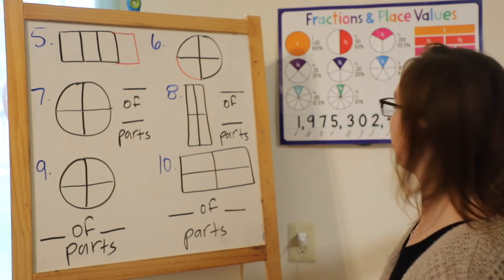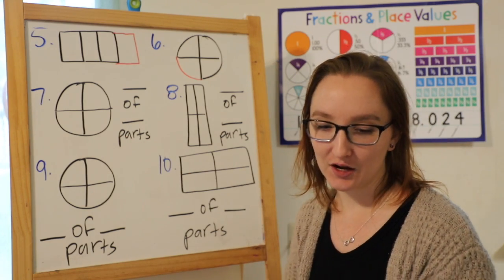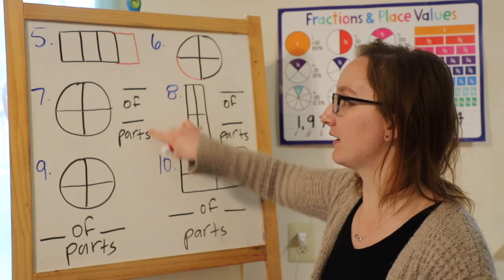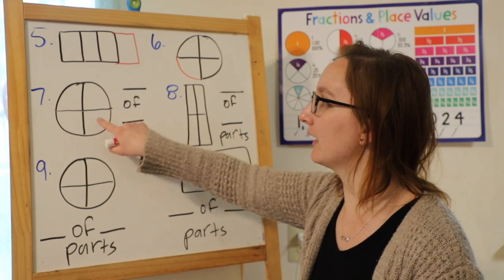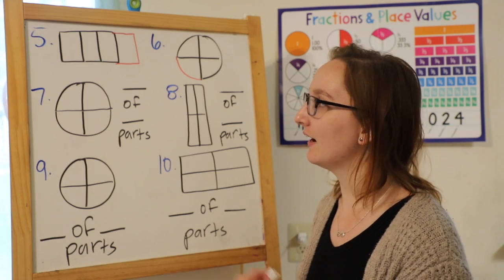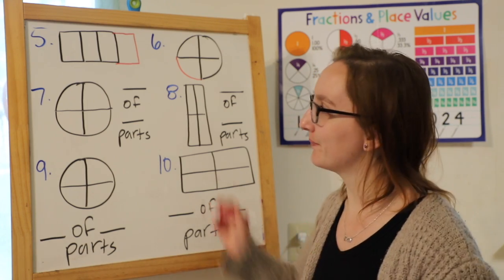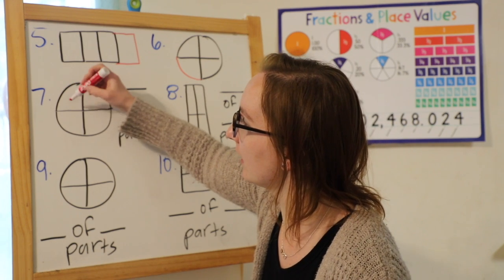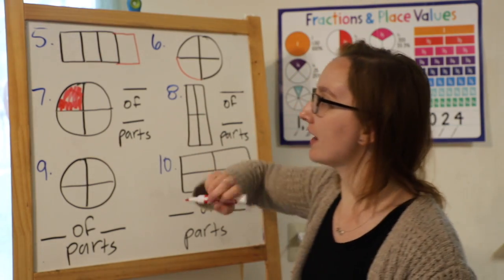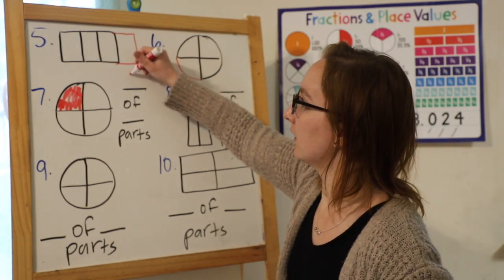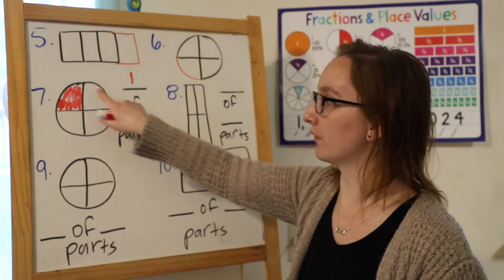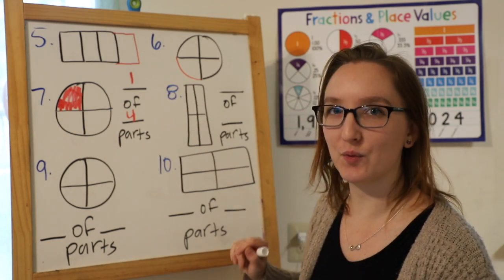And then we are going to look at number 7. So what we wanted to do is color in 1 of those fourths, and then we're going to fill out those lines. So I'm looking at my circle here. I have 1, 2, 3, 4 fourths there, and I want to color in only 1 of them. So I'm going to go ahead and color this one up in the corner. So I colored in 1 of 1, 2, 3, 4 parts. So there were 4 parts total. I colored 1 of them.